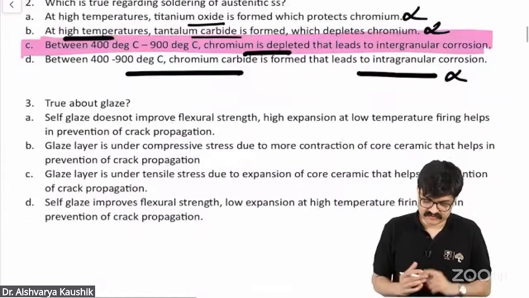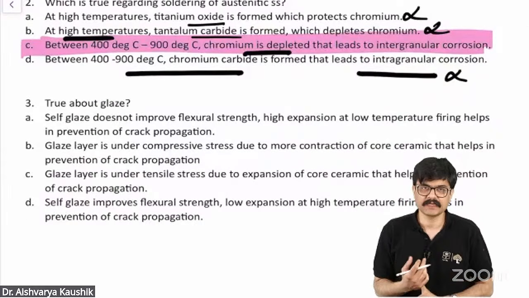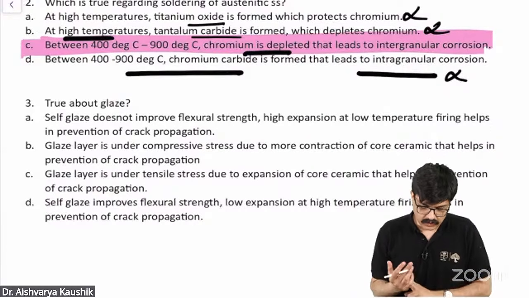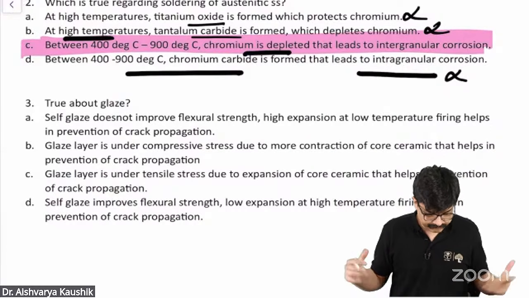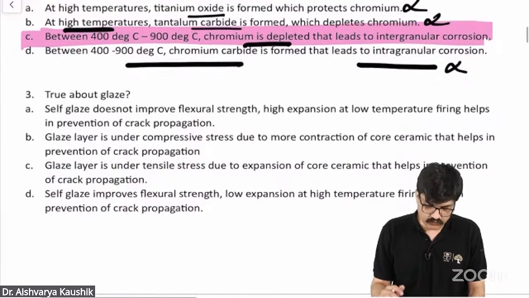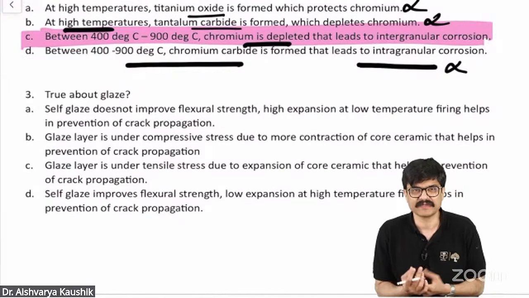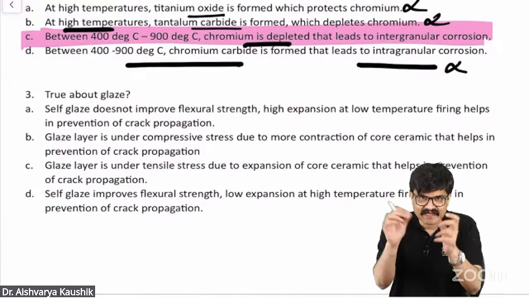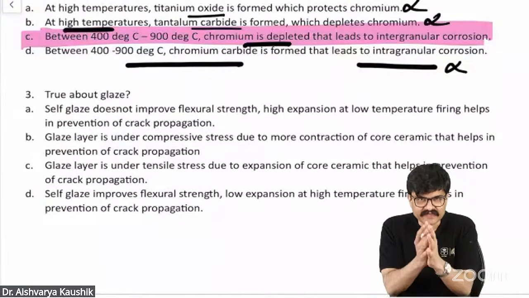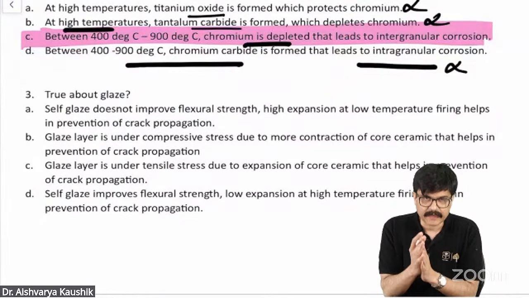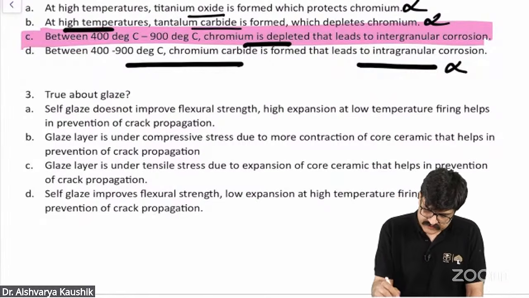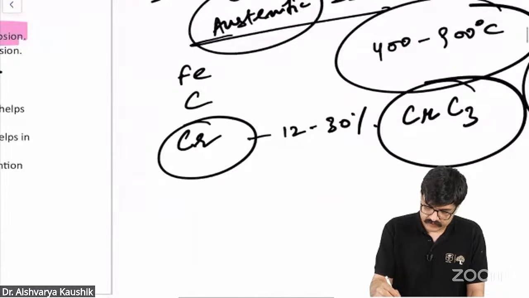True about glaze. Again, tough one, very tough one. These are the 2 questions in DM. I do not expect you to answer. If you've got these right, excellent. Congratulations. So, guys, what about glaze? Glaze, we all know it's that surface shiny layer which is fired on a porcelain so that it gives you a nice gloss to the surface. Now, there are certain points about glaze. So, what are the important points?